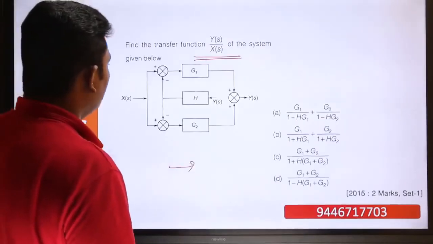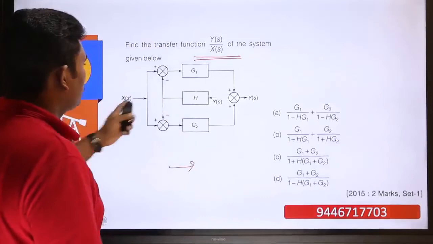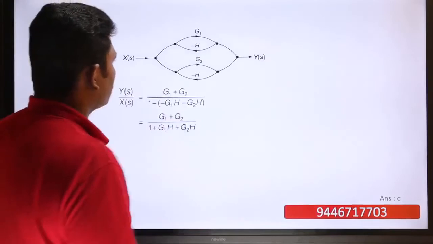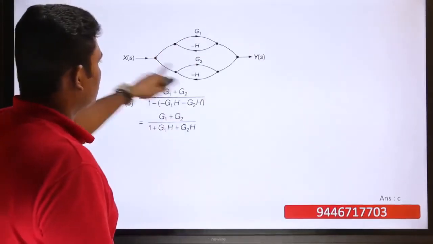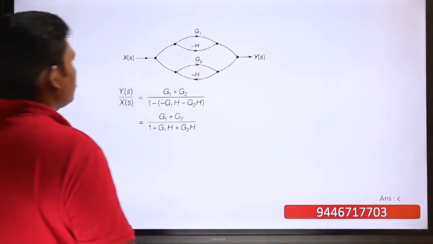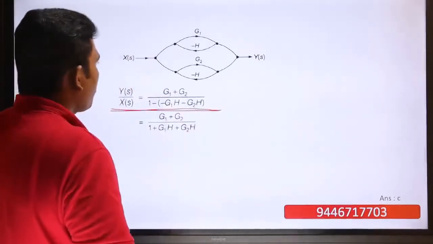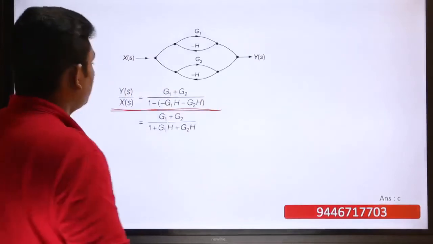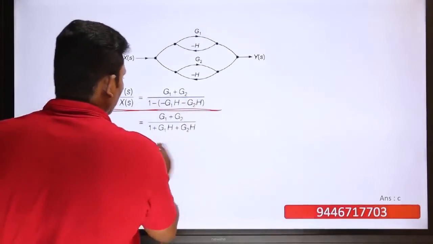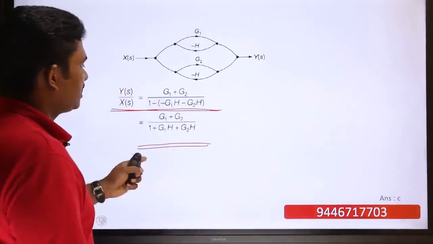So we have the forward transfer functions g1 and g2, the input is x of s and the output is y of s, and the negative feedback involves minus h. So from this expression, writing y of s divided by x of s, we get g1 plus g2 the whole divided by 1 minus g1h minus g2h, and when you simplify this, the minus converts to positive and it becomes g1 plus g2 divided by 1 plus g1h plus g2h.